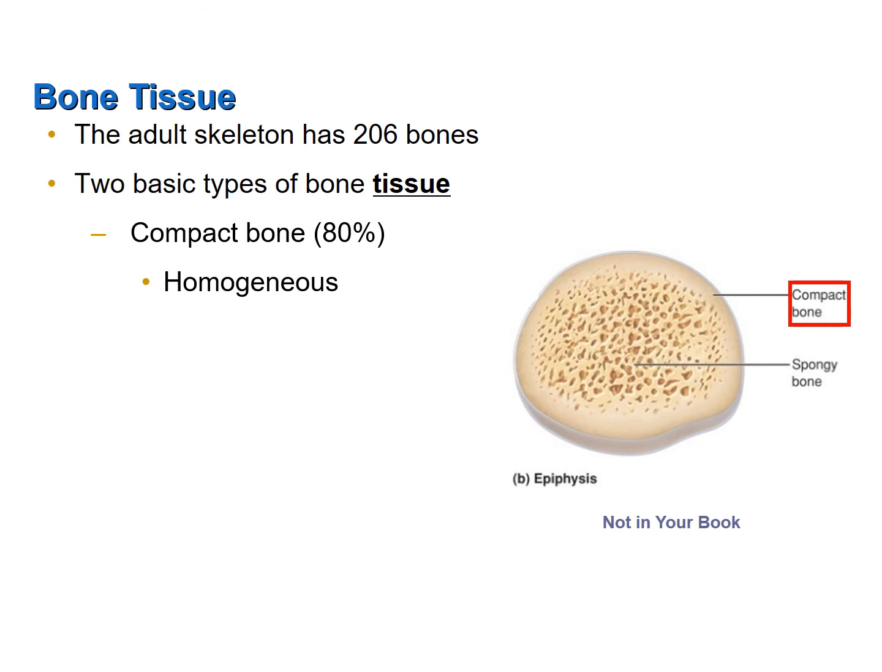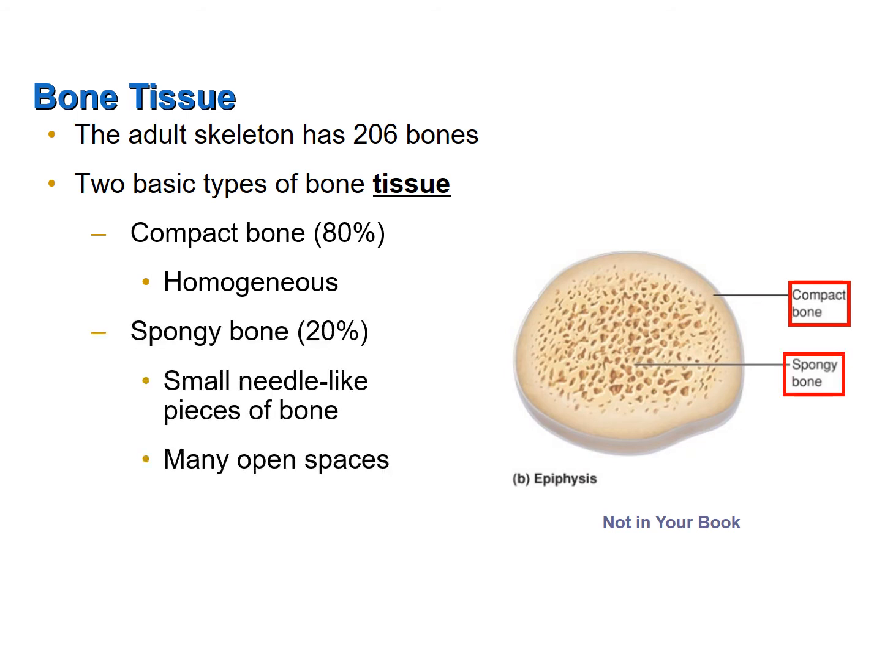Compact bone represents about 80% of the bone tissue of the body. It is homogeneous. It has no spaces. When you think of a bone and when you have observed a bone, you were pretty much looking at compact bone tissue.